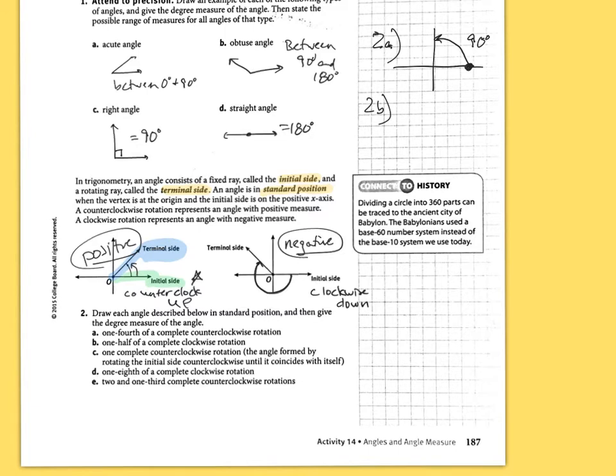For 2B, we're going half, so 1/2. So here's our XY axis. Again, draw that. We always start right here, and we're going clockwise, so we're going down. So again, the arrow would end up here, pointing to where it ends, and then you give the angle measure. We went down, so it's negative.